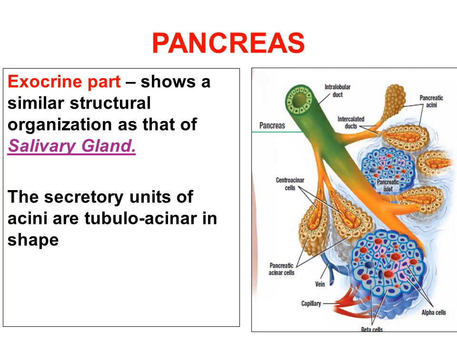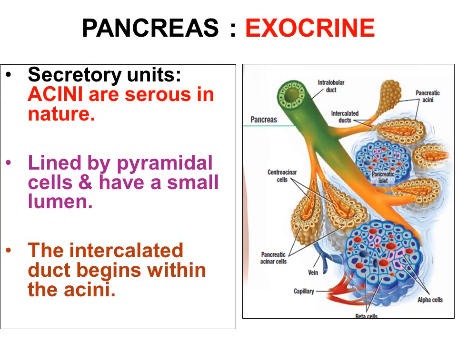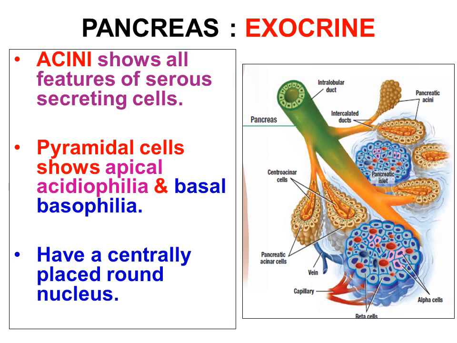The secretory elements of exocrine pancreas are long and tubular, but they are described as acini as they appear rounded or oval in sections. So, the secretory unit of exocrine part are the acini, which are serous in nature. The acini are lined by pyramidal cells and they have a smaller lumen. Also, the intercalated duct begins within the acini. The acini shows all the features of serous secreting cells.